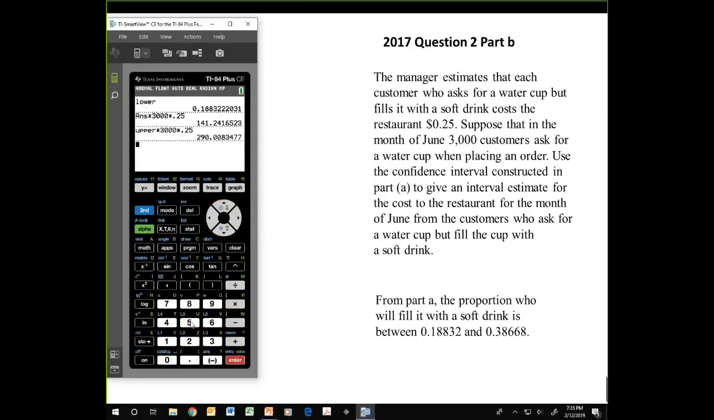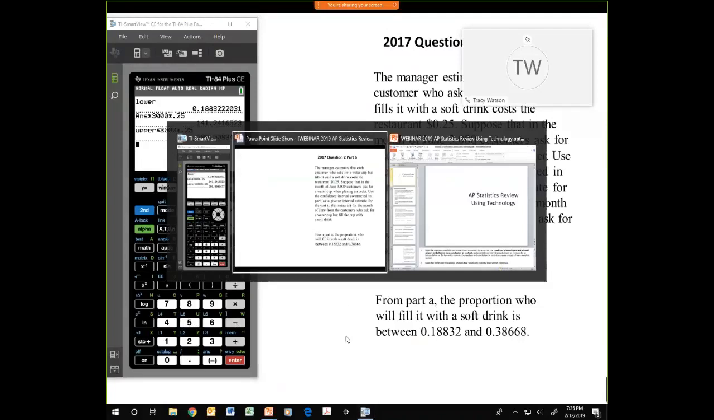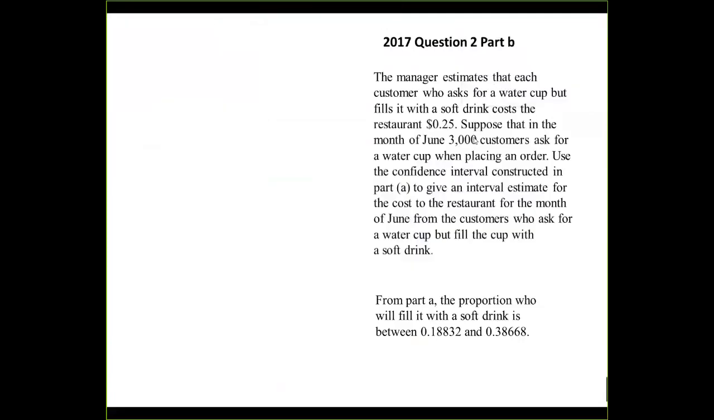So the restaurant stands to lose anywhere from $141 to $290 if customers take advantage in the same proportion as his sample showed. So with that, I will turn this back to Tracy and let her show you the similar thing on the 84, or excuse me, Inspire.